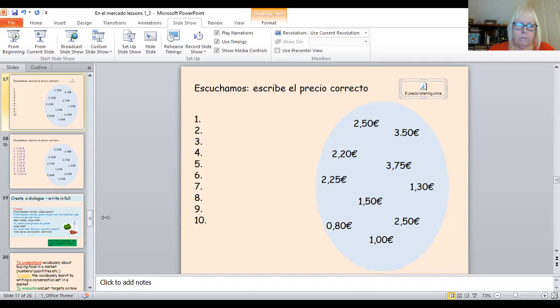G. ¿Cuánto cuesta? €1.30. H. ¿Cuánto cuesta? €2.25. I. ¿Qué quieres? Quiero 2 kilos de manzanas, por favor. ¿Cuánto cuesta? €2.50.